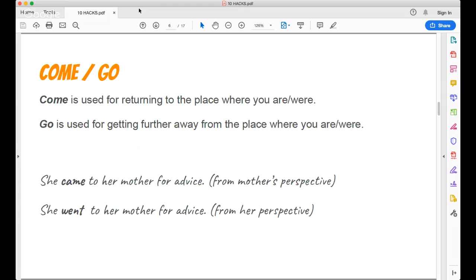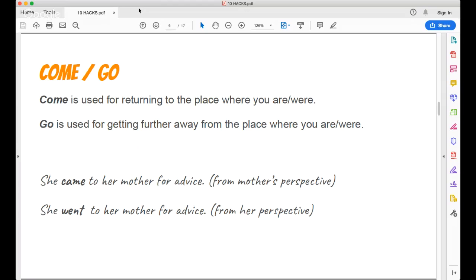Same exactly the same sentence, same meaning, but we are talking from her perspective. She had to go away somewhere to her mother because we're not with her mother, we are with her. But in the first, we are with her mother. Even if it's not physical, we are mentally with her mother. So she came to her mother for advice. It's all about if you're approaching somebody or something, or if you're leaving where you are right now to go there, right? It's a different perspective.